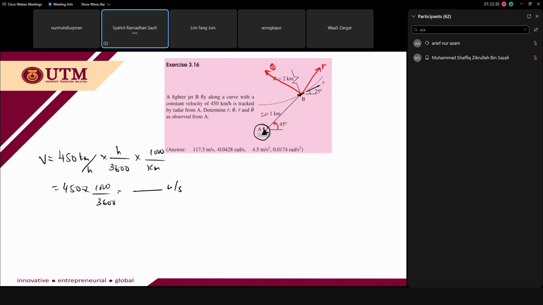All right. So here we determine R dot and theta dot. R dot is equal to Vr. You are given V here, so now you need to play with the angle. This line here is actually 45 degrees. So between R and V is actually 20 degrees. So Vr, where this one is V, is equal to V cos 20 degrees, then you get meter per second.